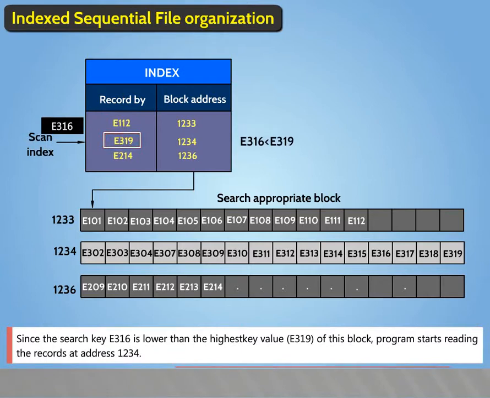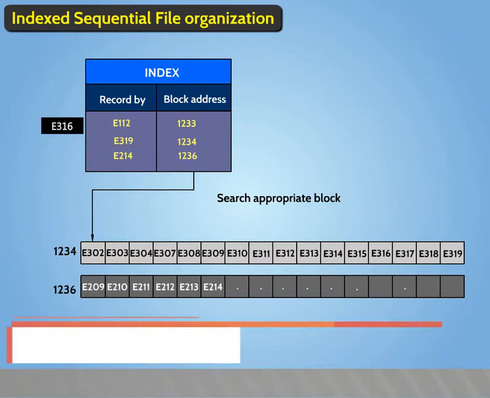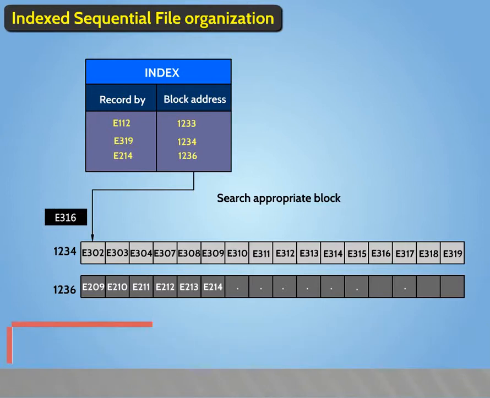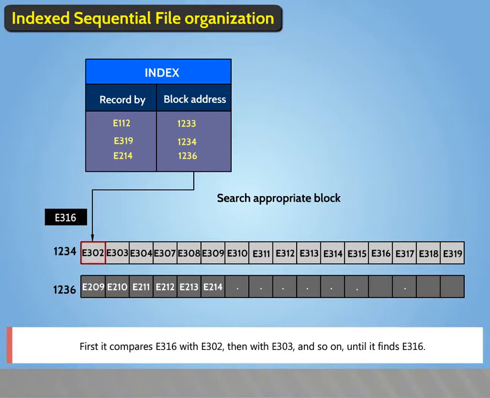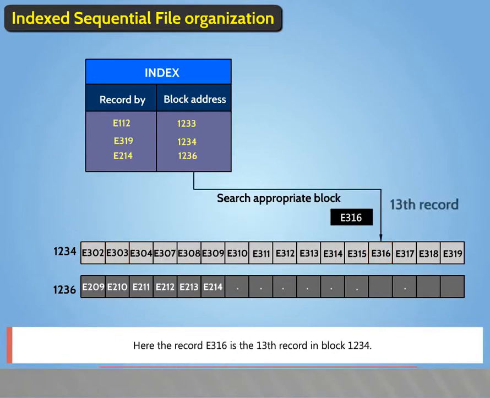Since the search key E316 is lower than the highest key value E319 of this block, the program starts reading the records at address 1234. It compares the key with the records in this block, starting with the first record in this block. First, it compares E316 with E302, then with E303, and so on until it finds E316. Here, the record E316 is the 13th record in block 1234.